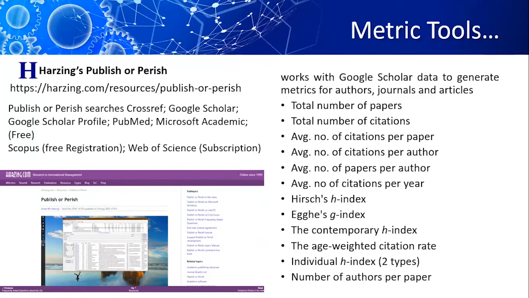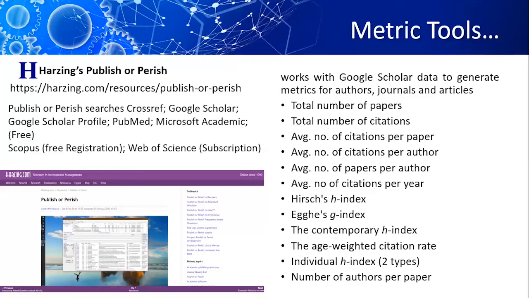You can download this from the Harzing site, and also you can generate the contemporary H index, the age weighted citation rate, individual H index for two types, the H5 and H indexes, and number of authors per paper you can generate by using this free tool.